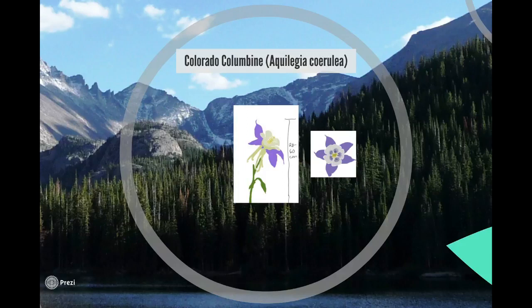So some adaptations are they've built up a strong aroma to attract hummingbirds and butterflies that pollinate them, and they also have varied petal colors, which is due to their different pollinators. So they also have a mutualistic relationship with hawk moths. So hawk moths pollinate the columbine, and then the hawk moths get food in return.